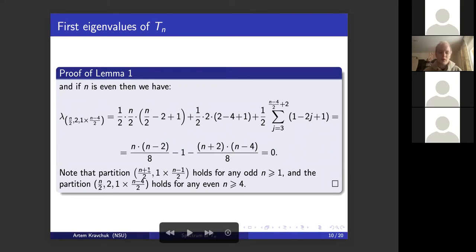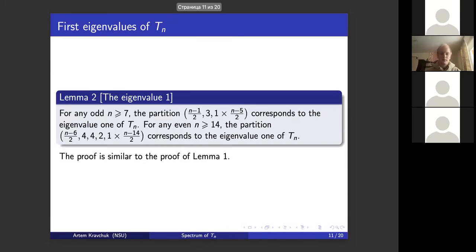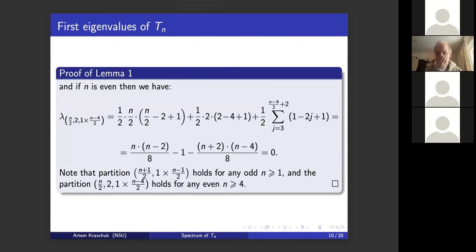Because (n+1)/2 is greater than or equal to 1 if and only if n is at least 1. And this partition for the even case holds for any even n at least 4, because n/2 is greater than or equal to 2 if and only if n is at least 4. Okay. And this fact complicates the proof.